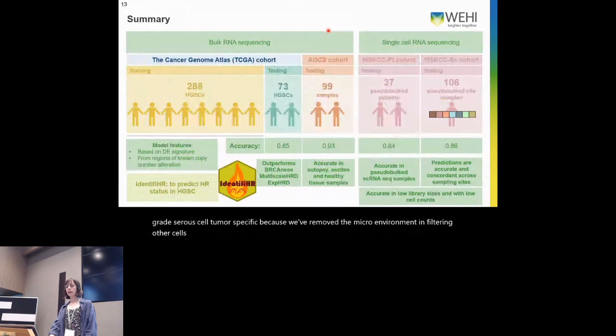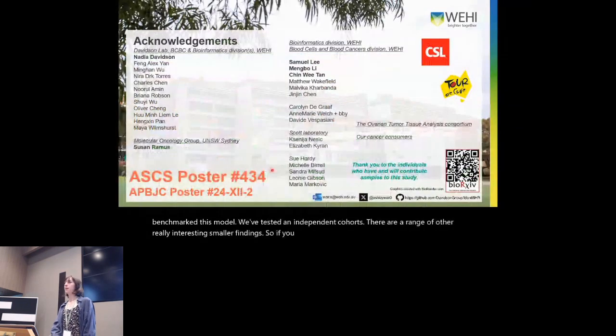So to summarize, we have trained and tested a model called IdentifiHR. We've benchmarked this model. We've tested it in independent cohorts. There are a range of other really interesting smaller findings. So if you would like to hear more, please come and visit me at my poster.